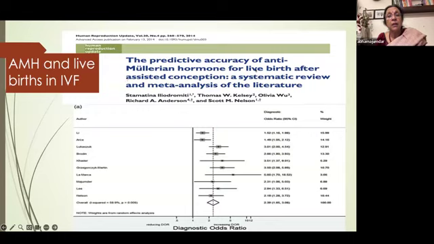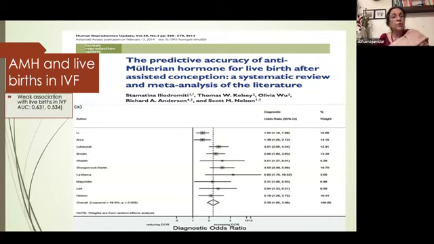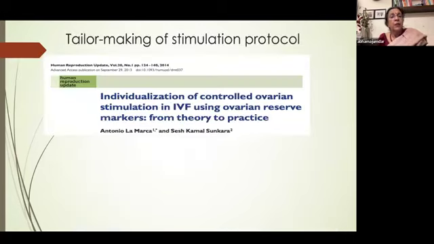So, the predictive accuracy of AMH for live birth after ART, a systematic review and meta-analysis of the literature. They've taken various AMH levels and seen the live birth rate in them. Weak association of live births in IVF.